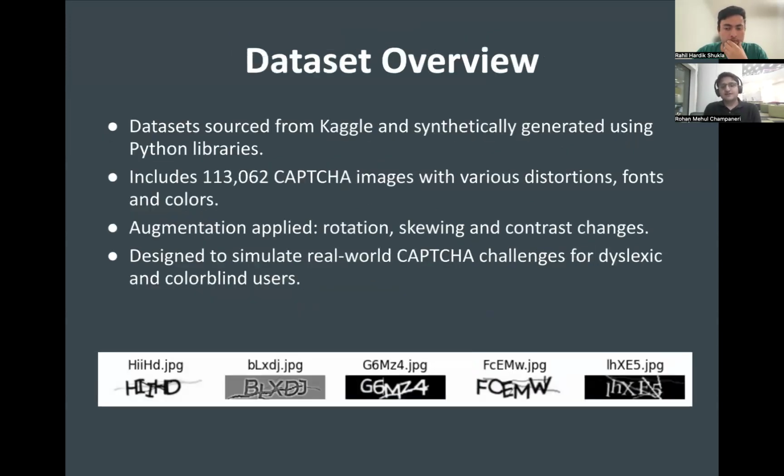Going further into the dataset, we gathered around 113,000 CAPTCHAs from Kaggle and from a synthetic generator which varies fonts, distortions, noise, and color cues. Also, we made sure to implement data augmentation techniques like rotation, skew, and contrast. This ensured robustness to unseen styles that may come up.